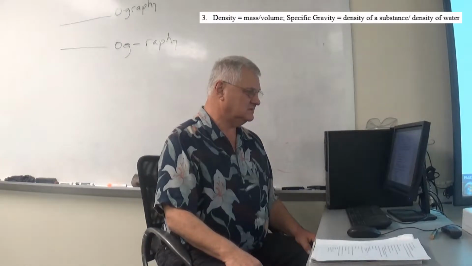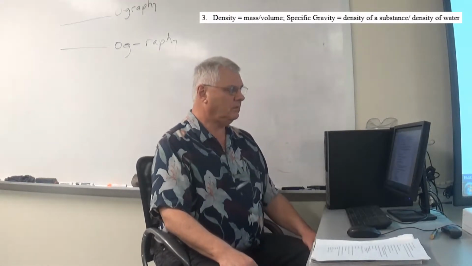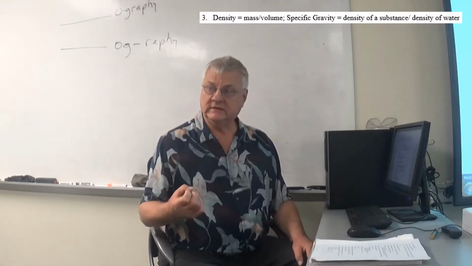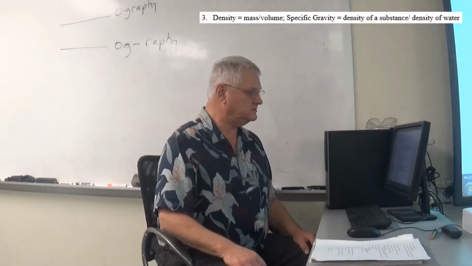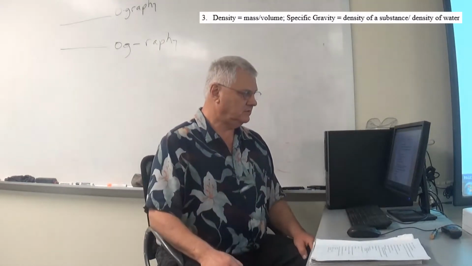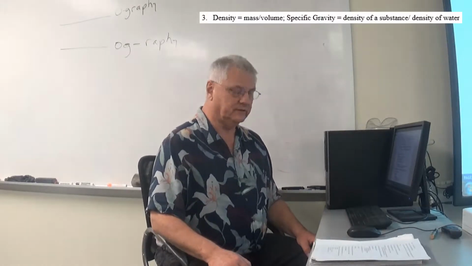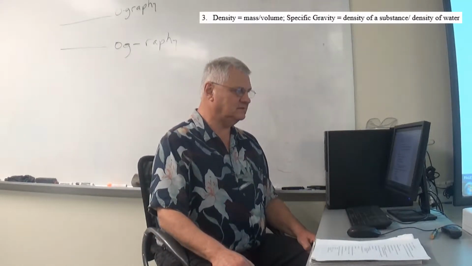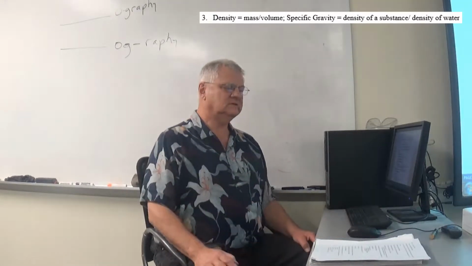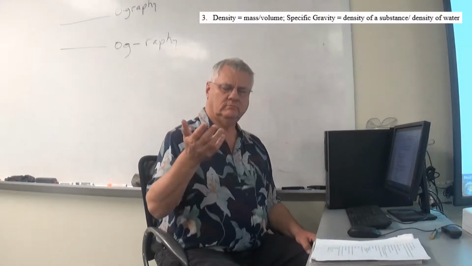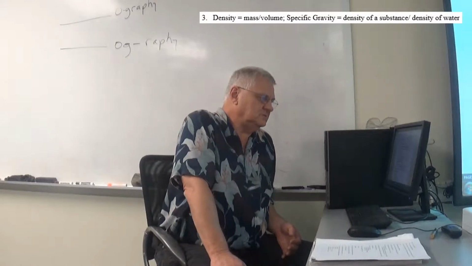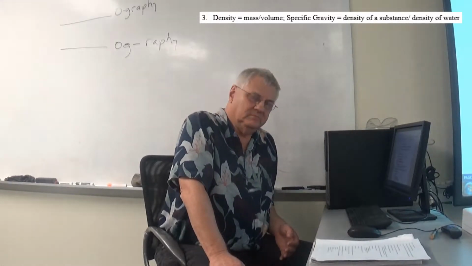Density of a substance is its mass divided by its volume. For solids and liquids, usually we use grams per milliliter or grams per cubic centimeter as the units. For gases, because they're very thin, we usually use grams per liter. The specific gravity is the density of a substance divided by the density of water. And since the density of water is about 1 gram per milliliter, numerically, the specific gravity of a substance and its density are about the same.